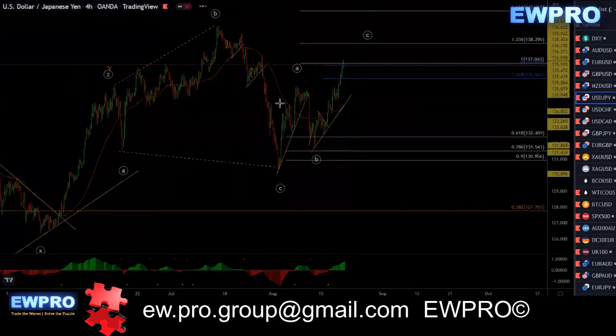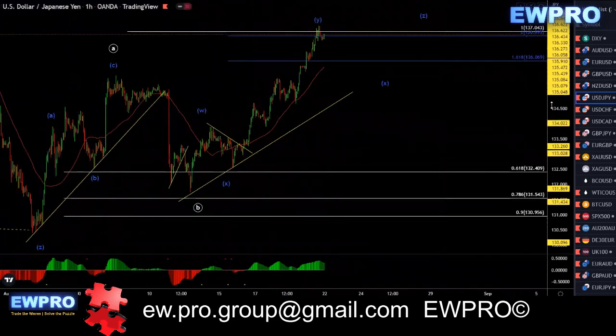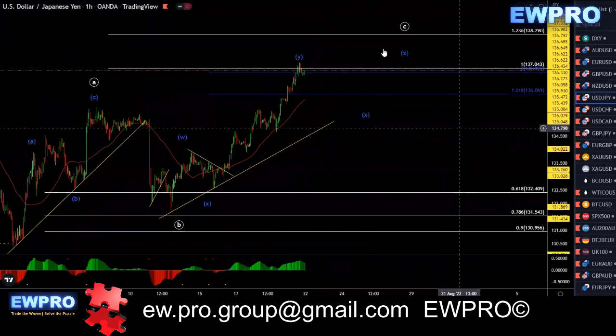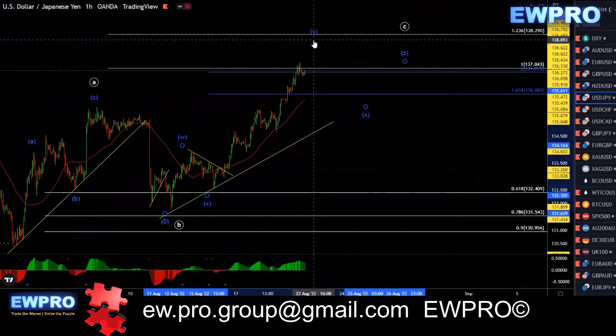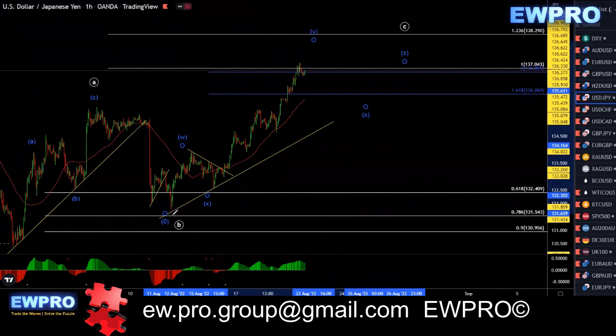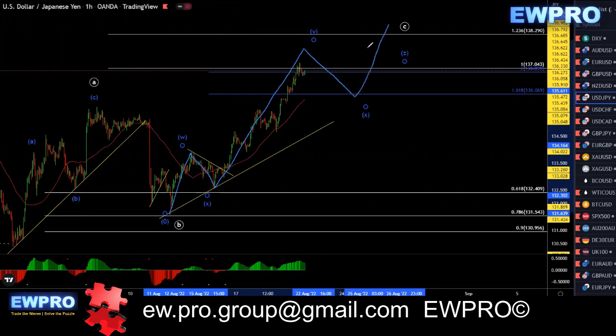So if we go down to the H1, you can sort of see what I'm looking at on the H1. This may go a little bit higher, but we're looking at a WXY. Wait for that X2 and then look for the Z up.